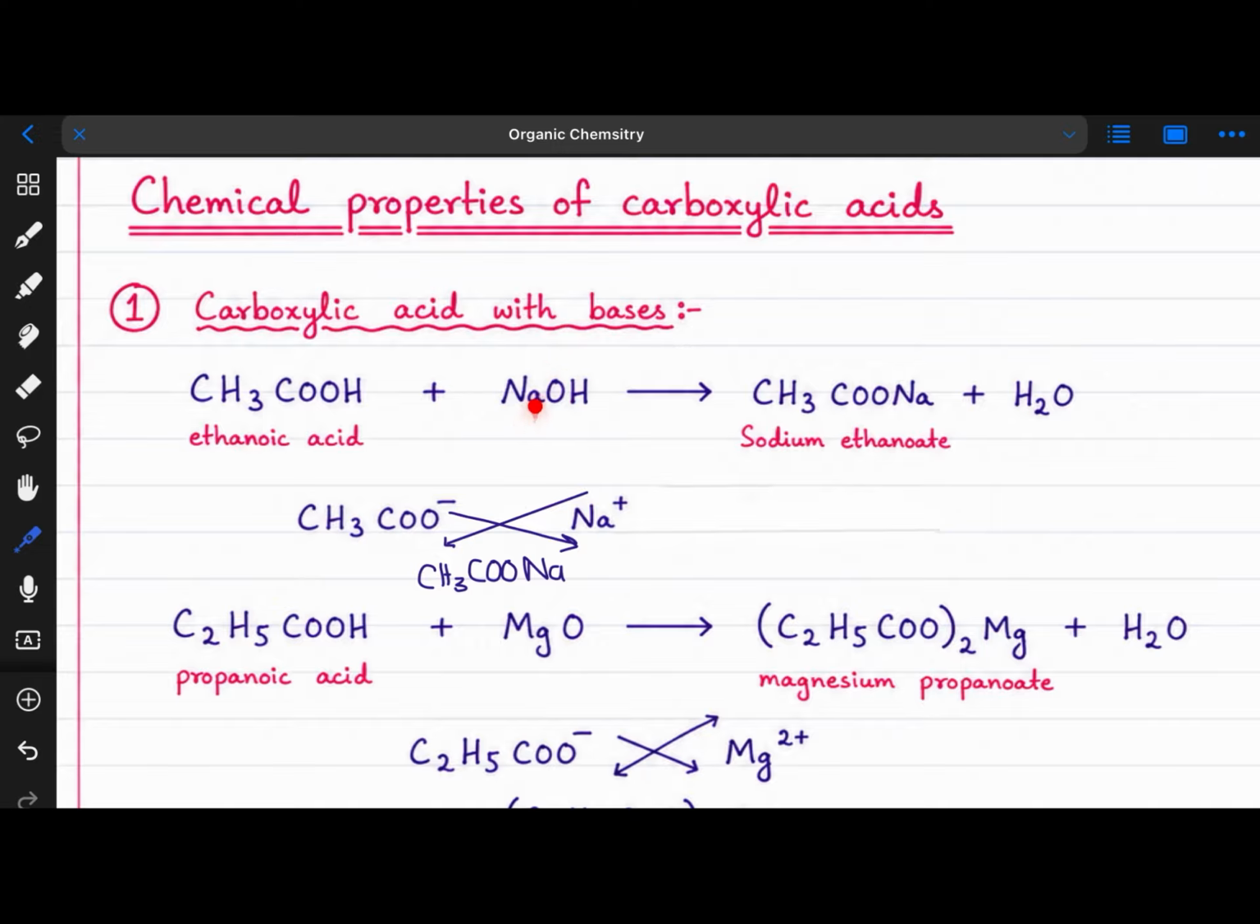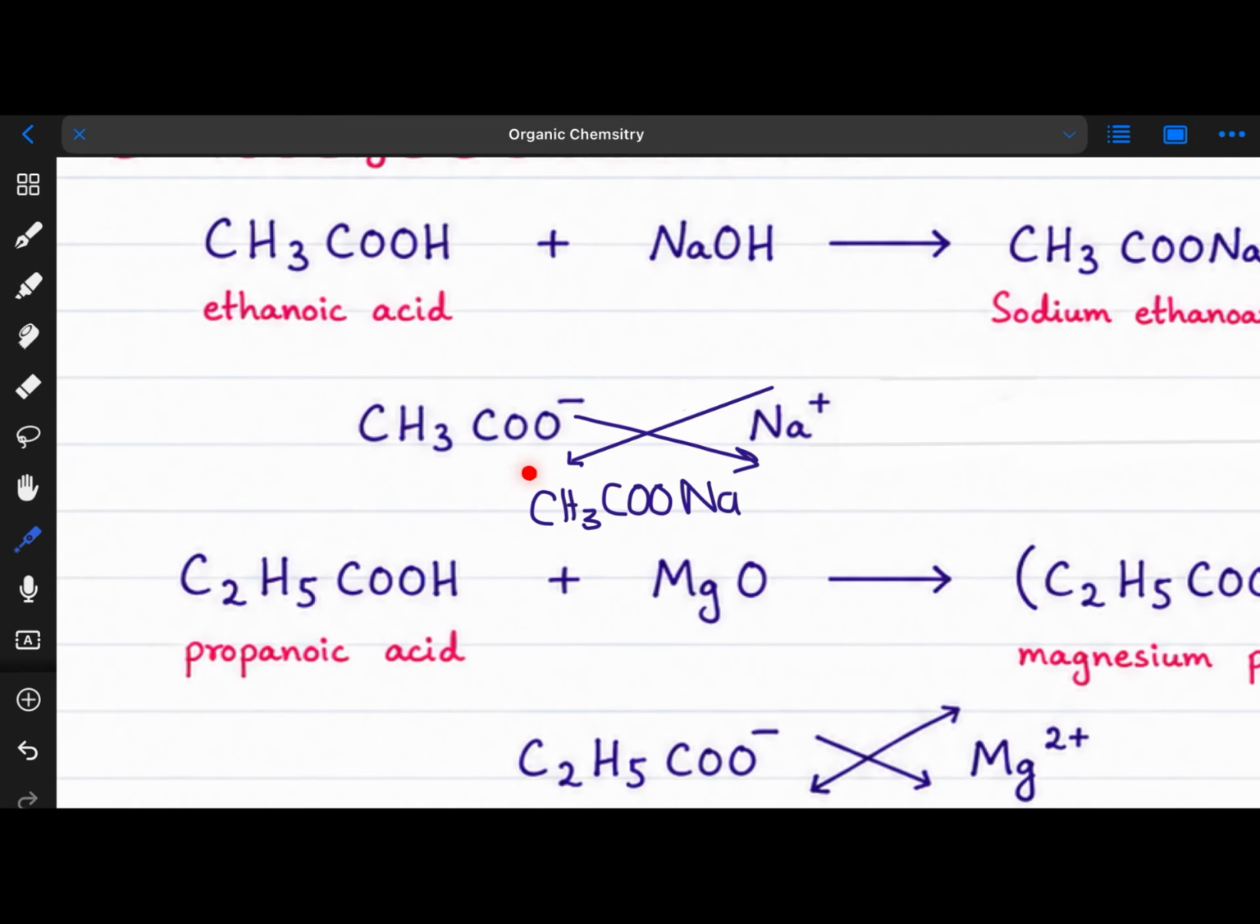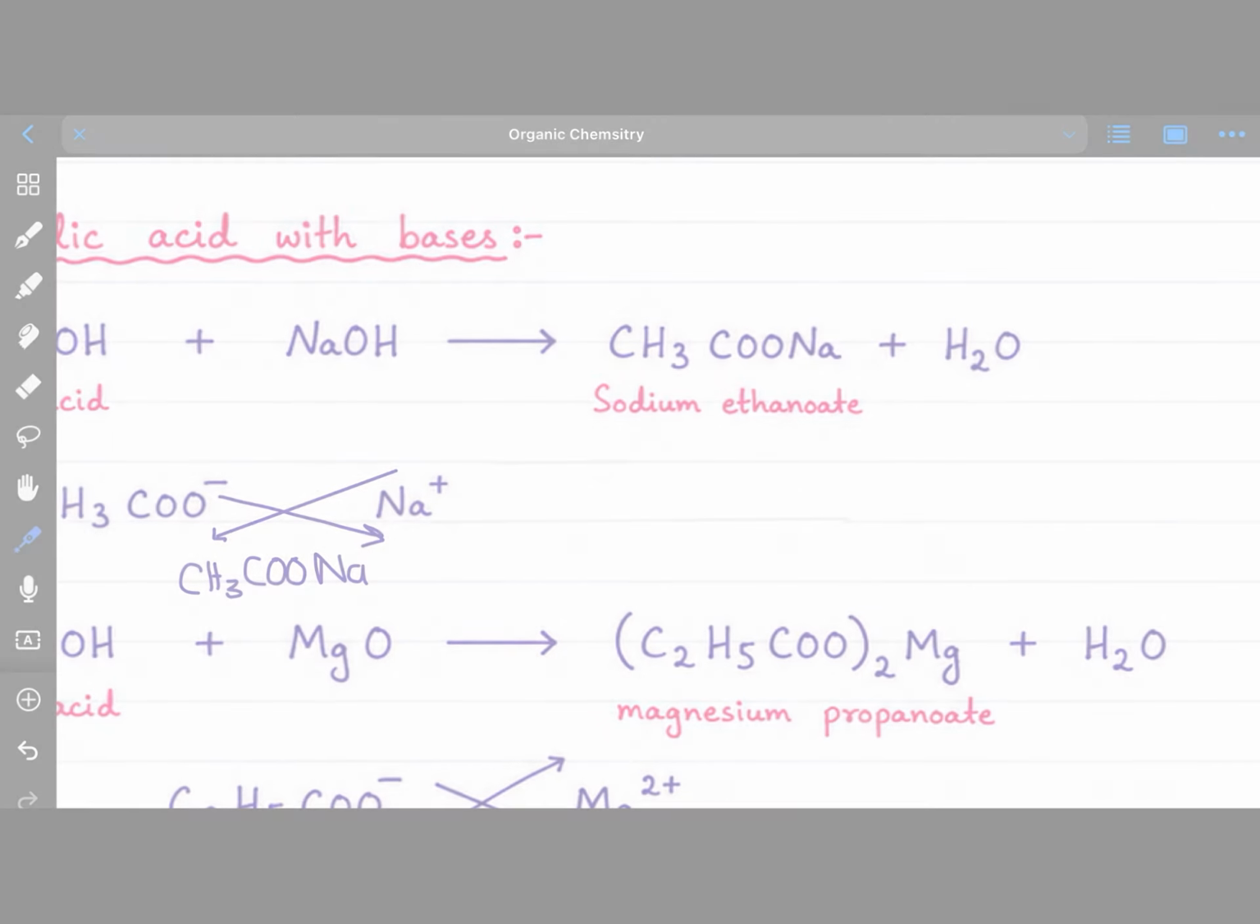Here, the H is replaced with the Na to form this sodium ethanoate. Let me show you how to form this compound. So here we have the ion of ethanoate and we have an ion of sodium. The charge on the sodium ion is 1 positive, and the charge on the ethanoate ion is 1 negative. And we have to exchange the charges. The charge of the sodium ion goes to the ethanoate ion, and the charge of the ethanoate ion goes to the sodium ion. And this is how our compound forms, which is CH3COONa, and it's called sodium ethanoate.